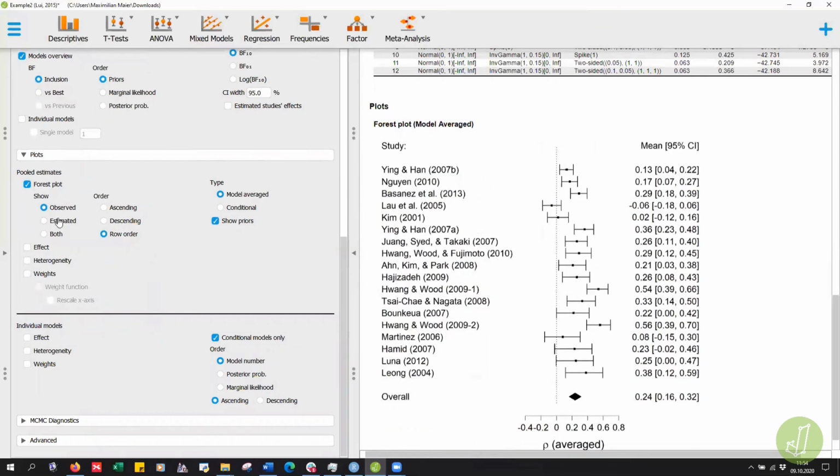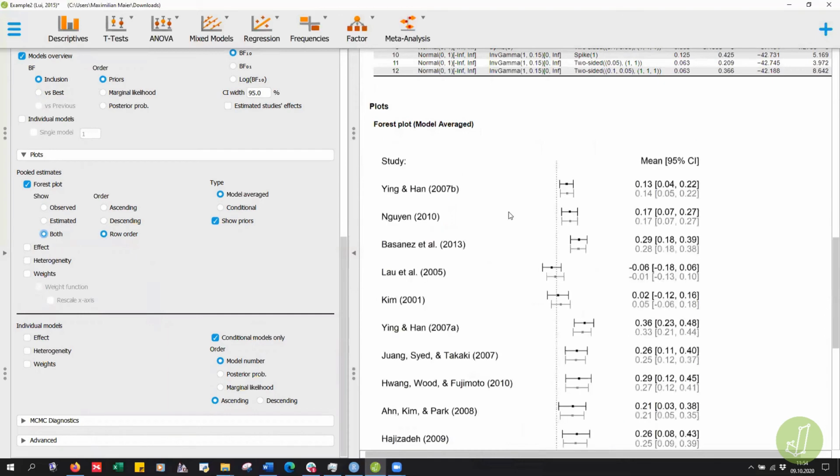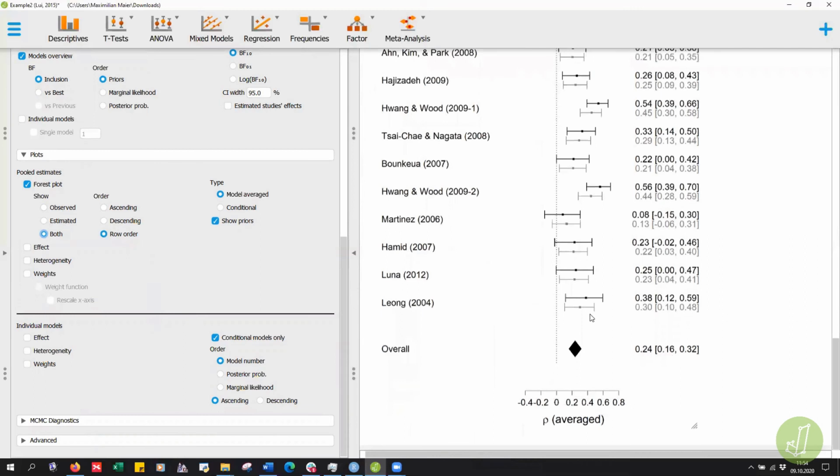We also have estimated effects and both. Let's tick both. And now we will see the observed effect and the estimated effect in gray below. We can basically see that the estimated effects shrink towards the pooled mean, as is usually the case in meta-analysis.